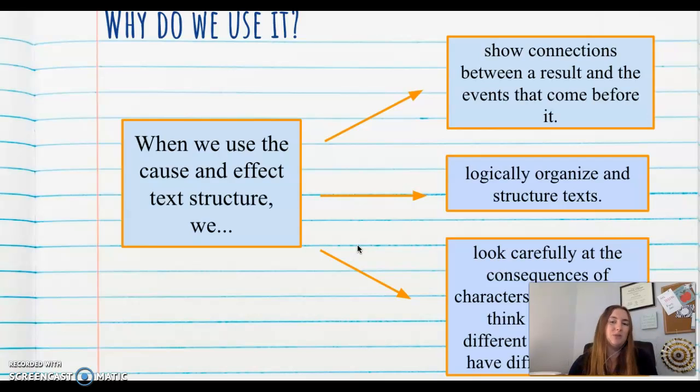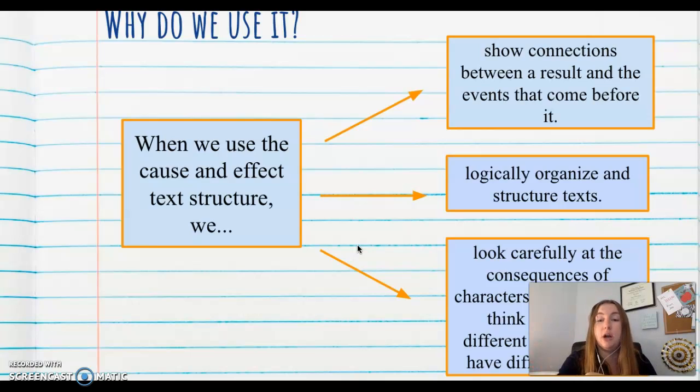Also, it helps you logically organize the structure of text. Cause and effect, the cause comes before the effect, and that helps you to organize. Well, this happened first and then this happened, right? A lot of the times when we're summarizing books, that's how we do it. We organize it in cause and effects. Also, this is the most important one, I think.